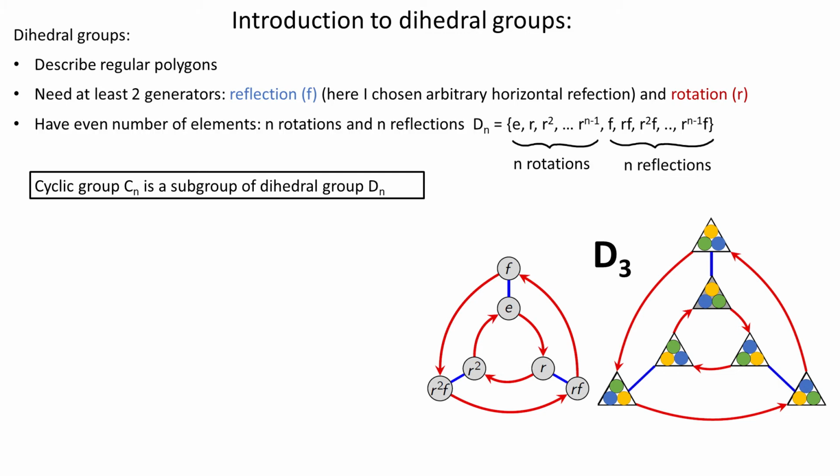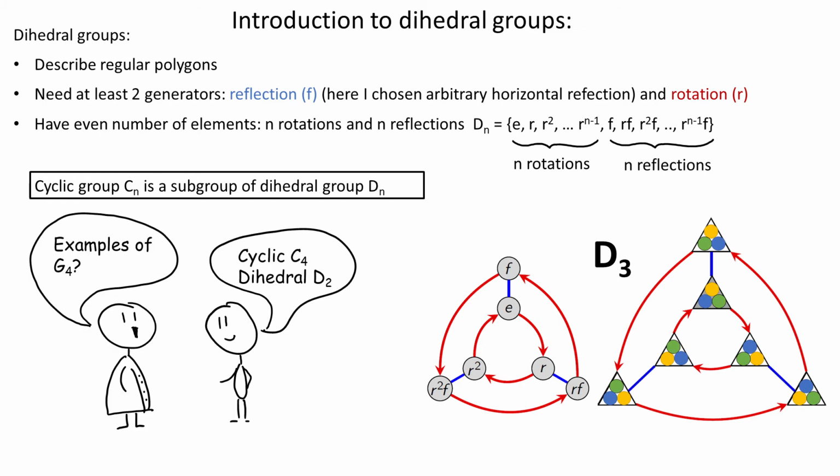Please notice that the dihedral group Dn has n rotations, E is counted as r to the power of n, and n reflections. In other words, Dn has 2n elements. That means that for any group with an even number of elements greater than 2, you can construct a dihedral group. If someone tells you to come up with 2 different groups for G4, now you have the knowledge to suspect that one will be cyclic group C4 and the other dihedral group D2.